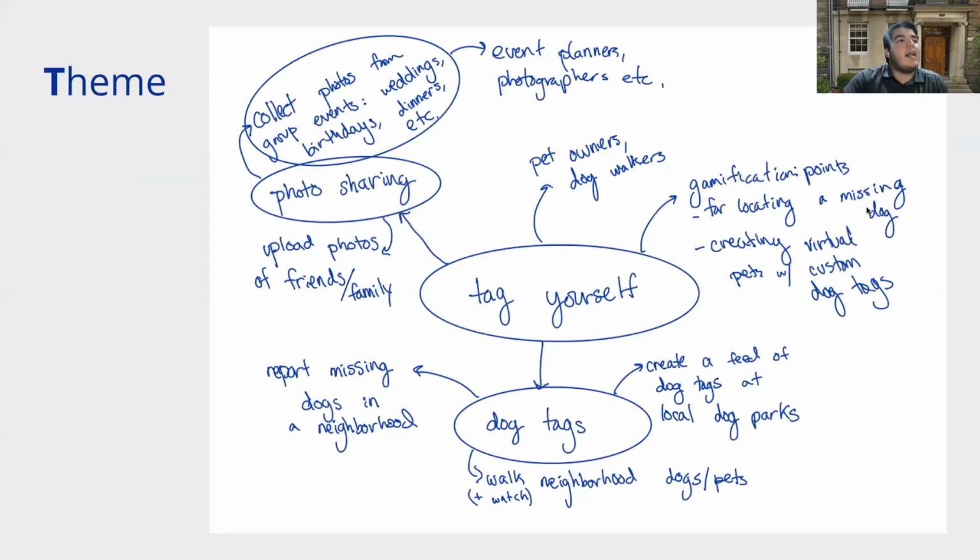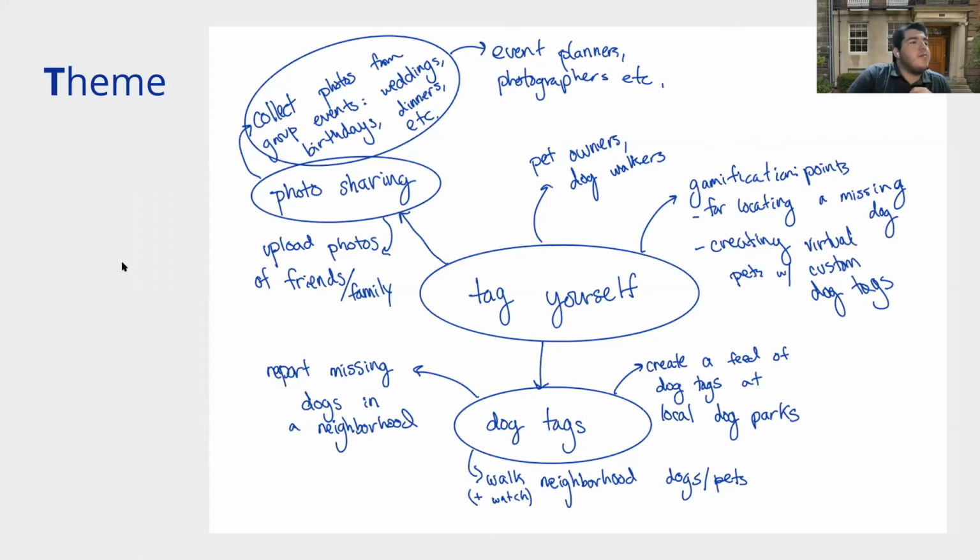And so one thing we might add is gamification. For locating a missing dog, you get points, or creating virtual pets with custom dog tags. So that's how we're bringing in tag yourself. You can tag a dog or tag a missing pet or something like that. And so all of this really helps us, but this is just an idea map. Eventually, we want to start to move this into a product. That's our end goal.